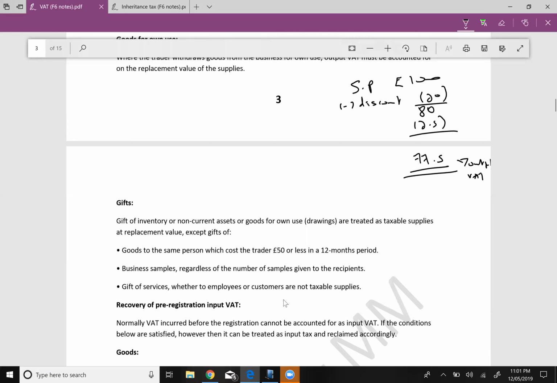But in case of gift, we have a few exceptions. Like it says, VAT will not be included on gift of business samples. So if you're giving business samples, VAT will not be computed. Then if the gift amount is £50 or less, again no output VAT will be computed. And thirdly, if there is gift of services, even in case of gift of services, VAT will not be computed.